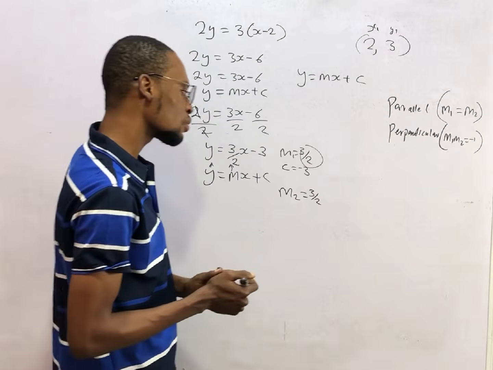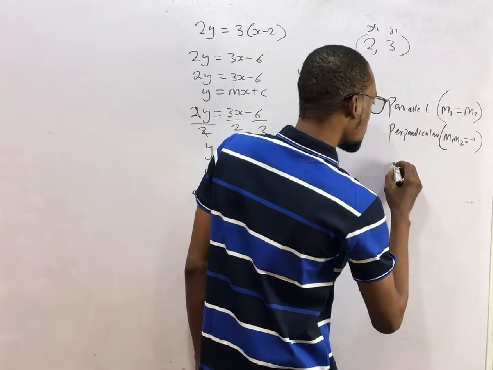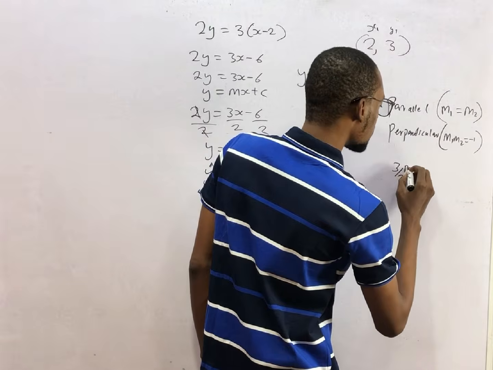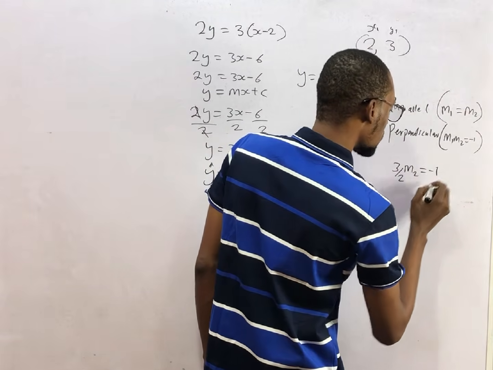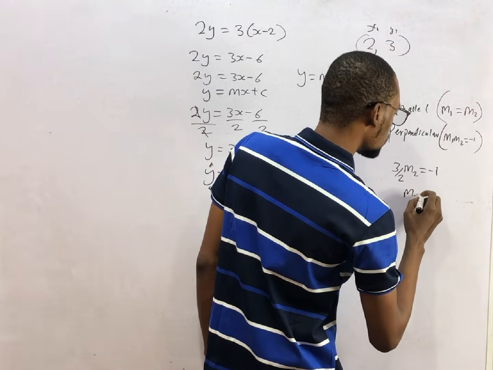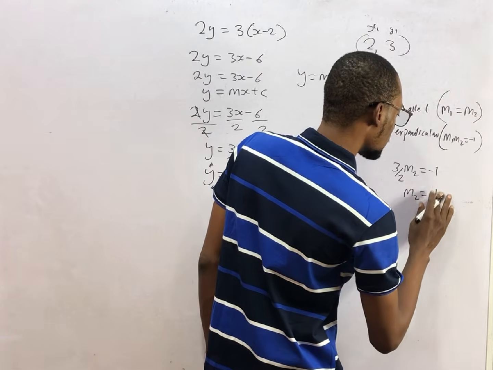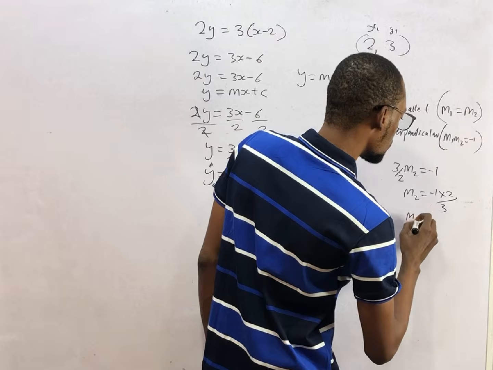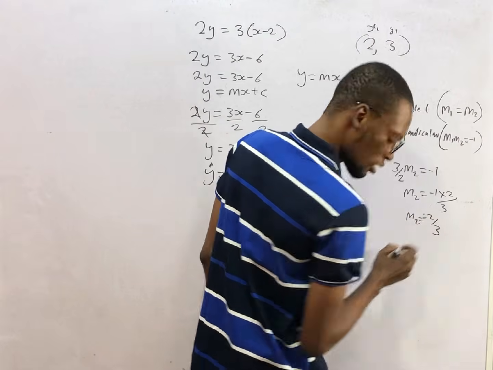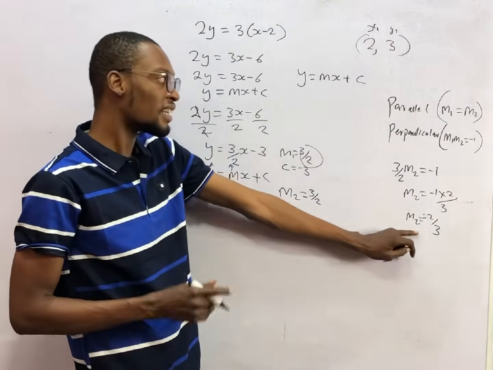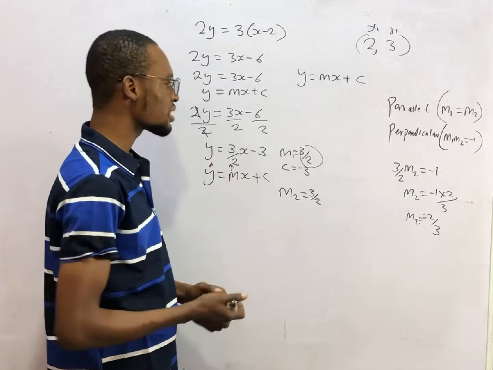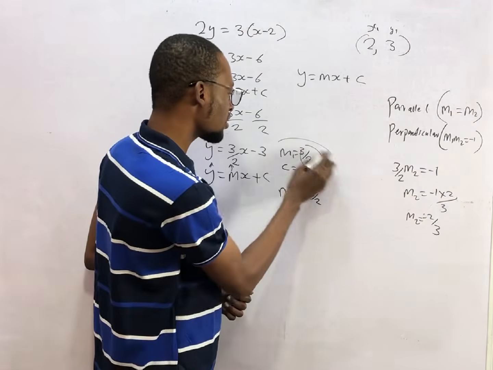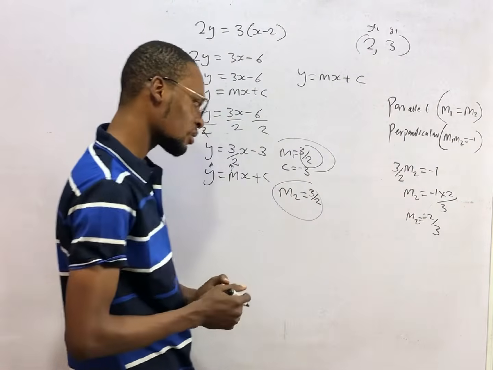If the lines were perpendicular, it would have been m1, which is 3 over 2, times m2 to be equal to minus 1. So m2 would have been minus 1 times 2 over 3, which is minus 2 over 3. This would have been the gradient of the second line if they were perpendicular. But since they are parallel, this is the same as the gradient of the second line.